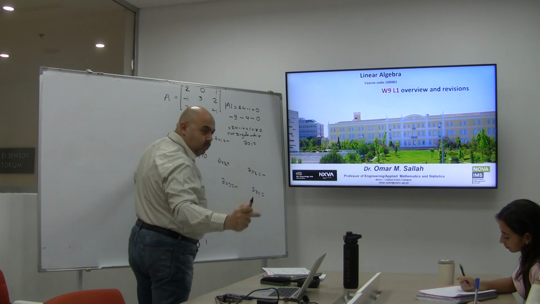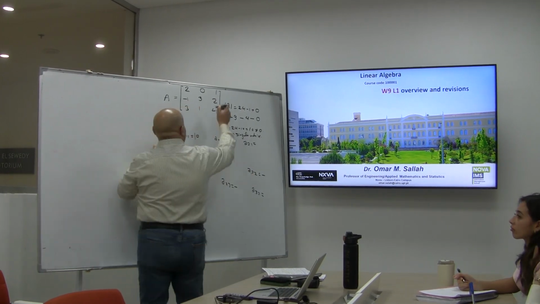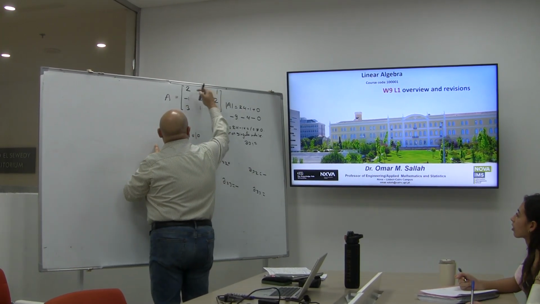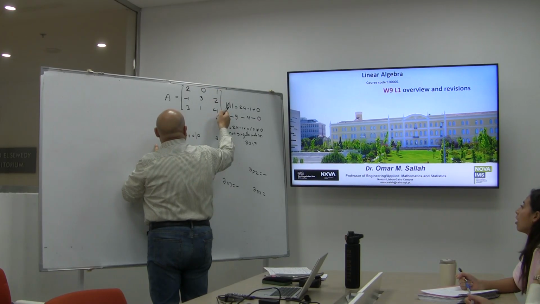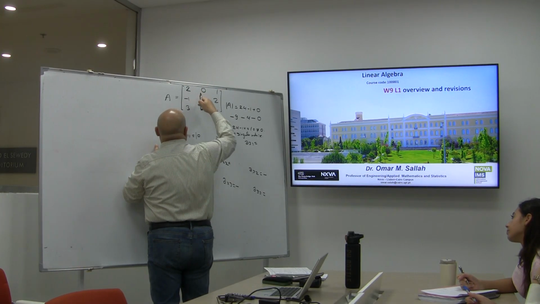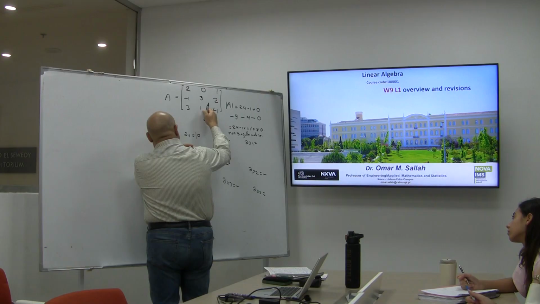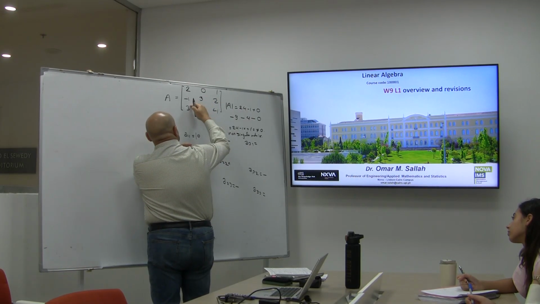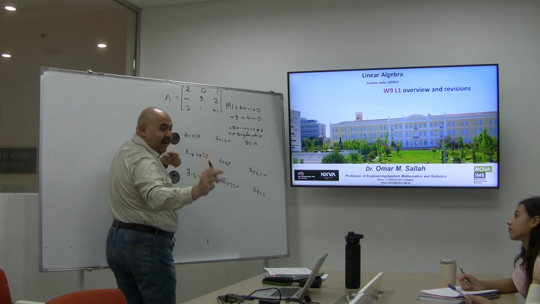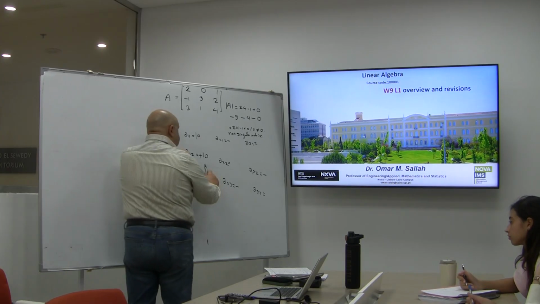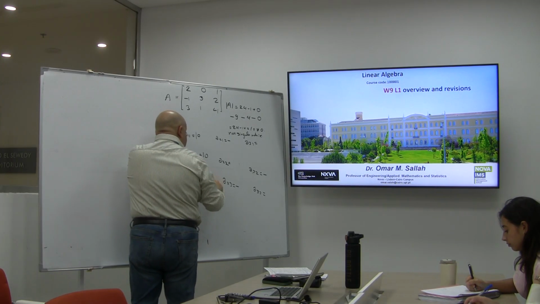I will do it once more. I will go with element 1, 3, removing the row and column. So I will have negative 1 times 1, which is negative 1, minus 9. The result is negative 10. I will write it here, negative 10.